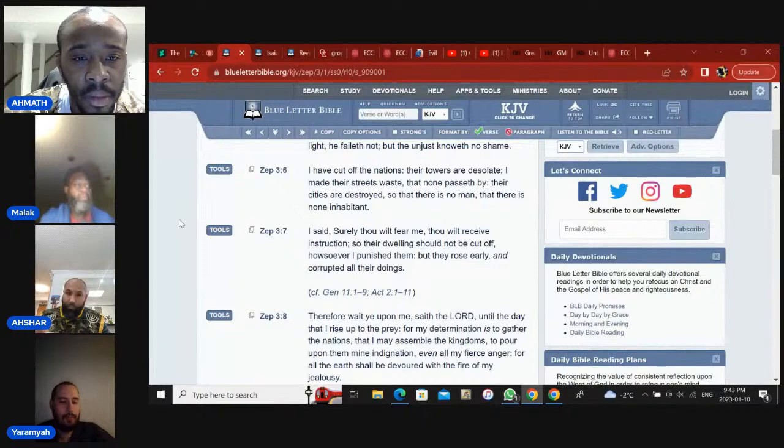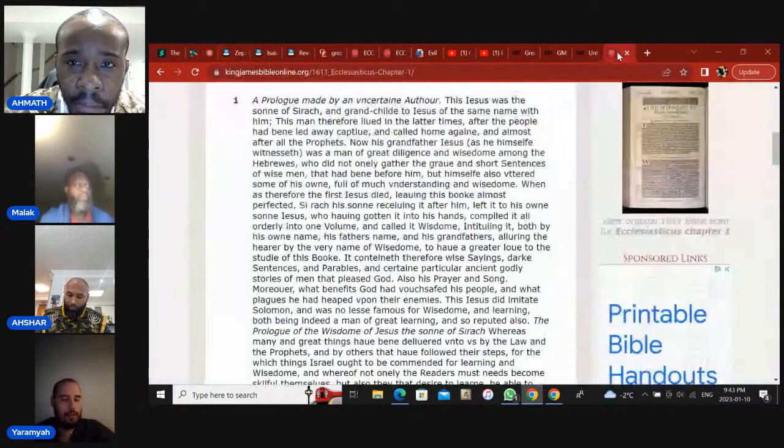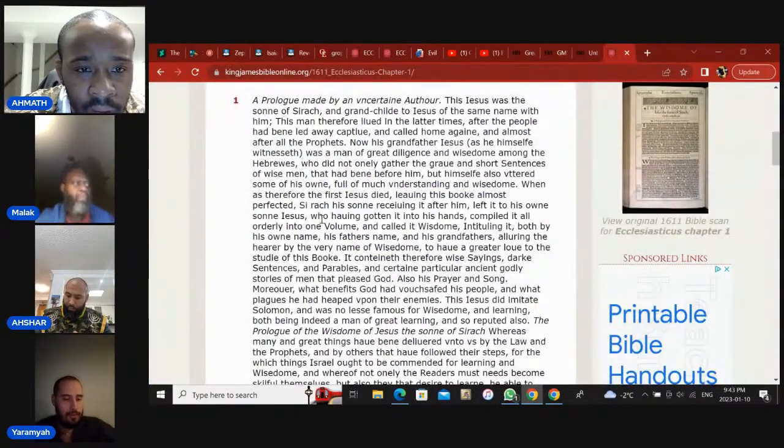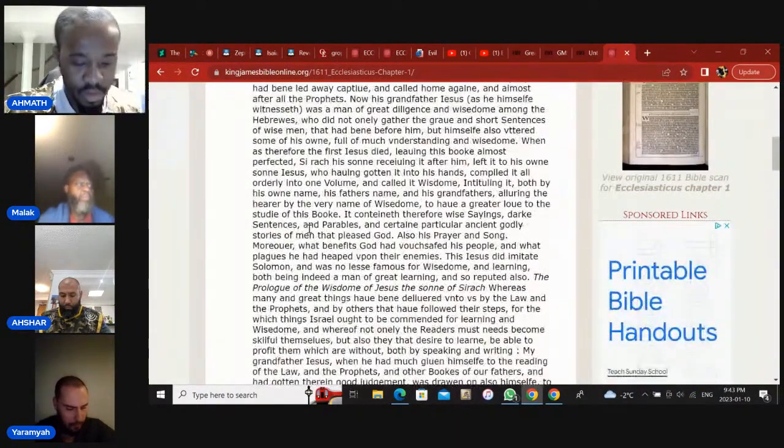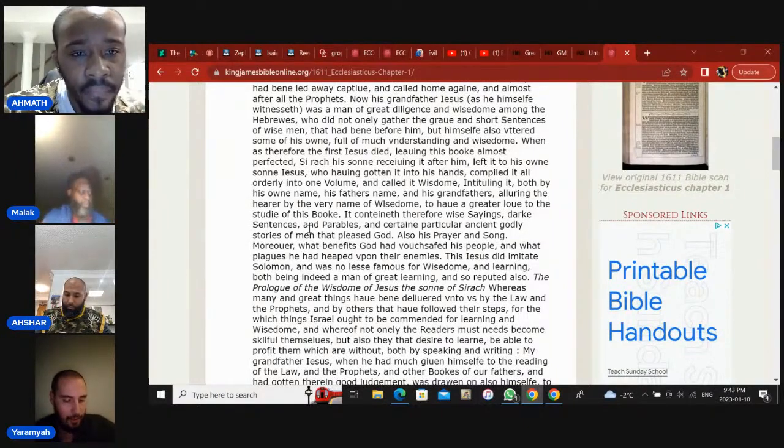Mm-hmm. Are you trying to find that part? Yeah. Oh, Salaki, my bad. Hold on. It's all good. I got it highlighted. Yeah, I'll just read it.